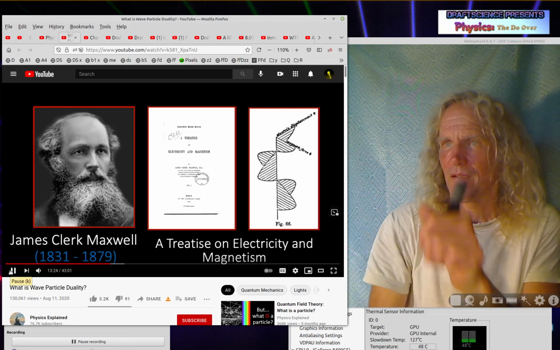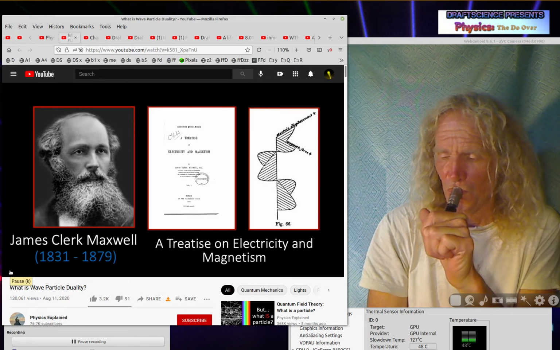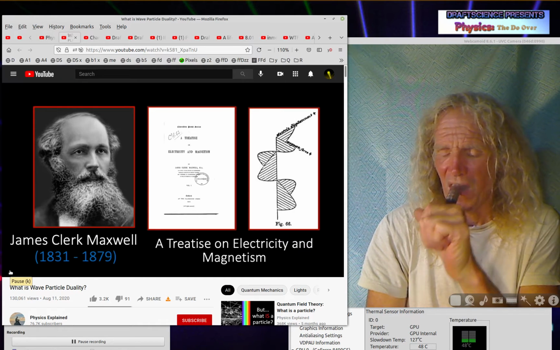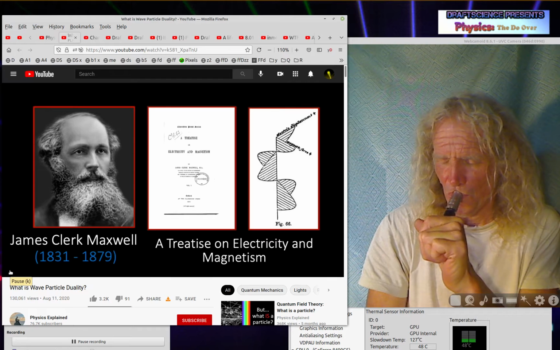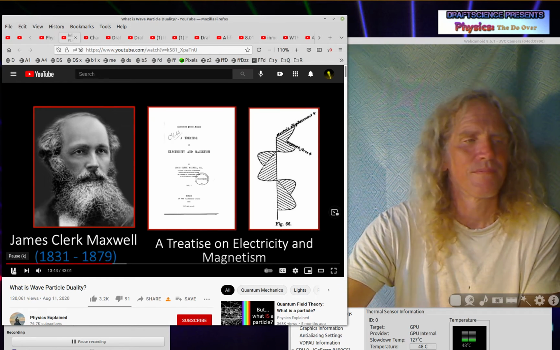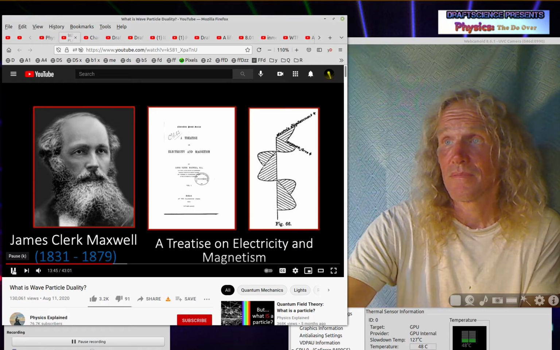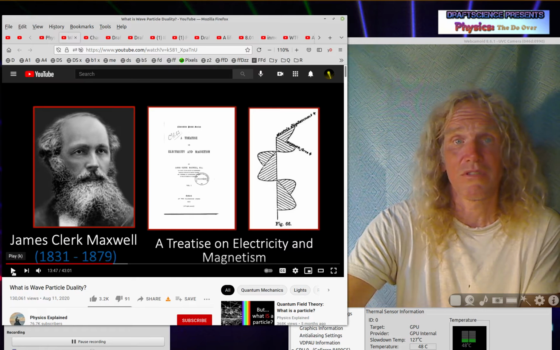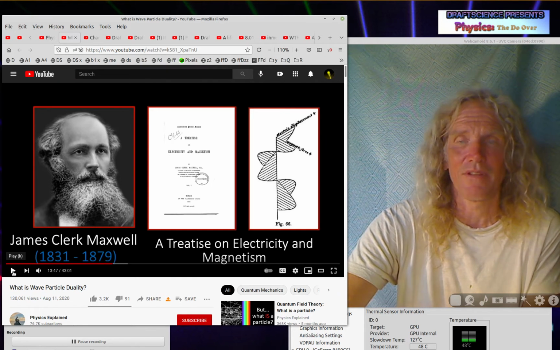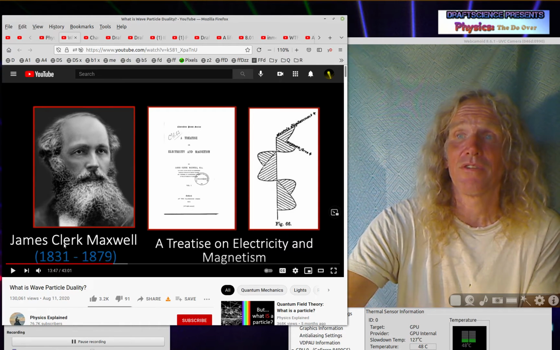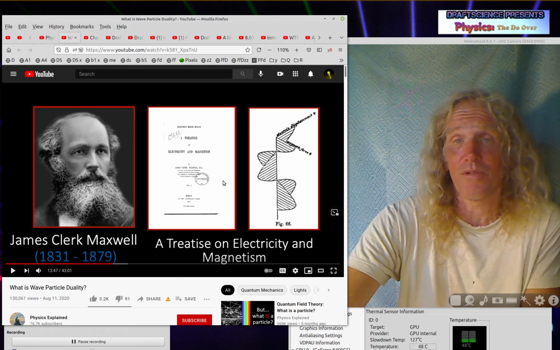"And that light is an electromagnetic disturbance propagated through the field according to electromagnetic laws. Maxwell quickly realized that if the speed of light was constant, then there must exist a whole spectrum of wavelengths and frequencies of these newly discovered electromagnetic waves. And by the end of the 19th century, both radio waves and X-rays had been discovered." So that took Hertz 10 years, well, 7. Maxwell declared it probably exists, and then it took Hertz 7 years to find radio waves.